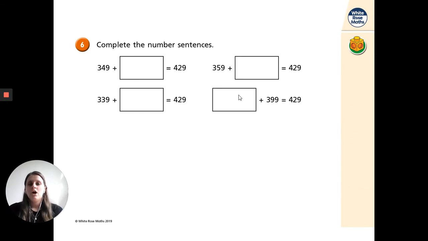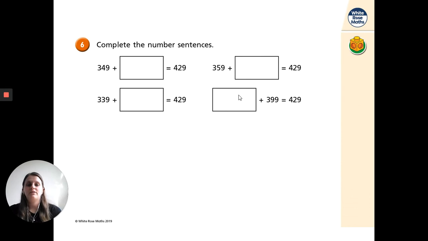So you might try and draw this problem. If you think about it, if we know our answer and we know what we're adding, then we might have to do a different operation. So to work this one out really easily, I can do 429 and I would take away 349. So I can work that one out quite simply.